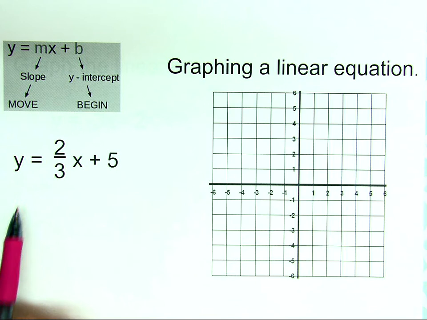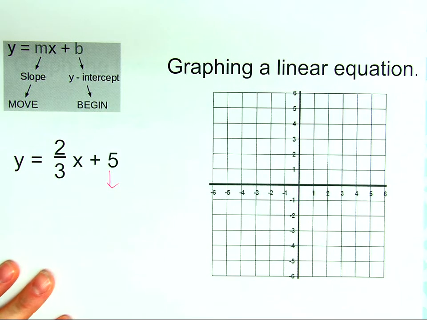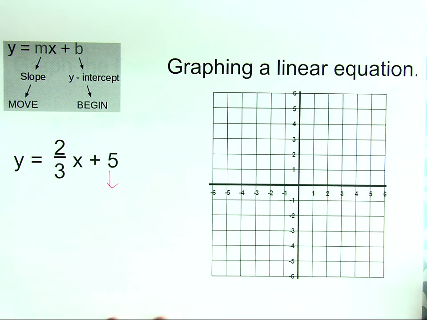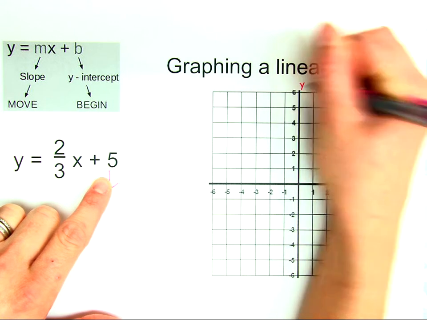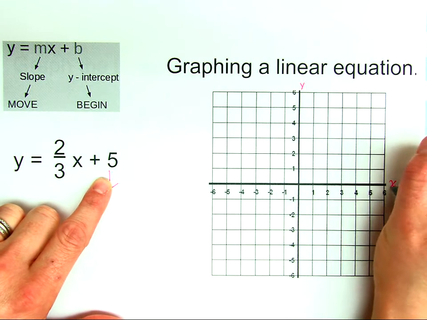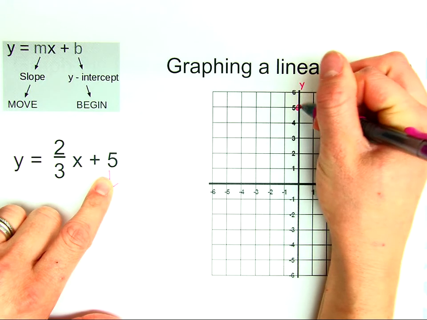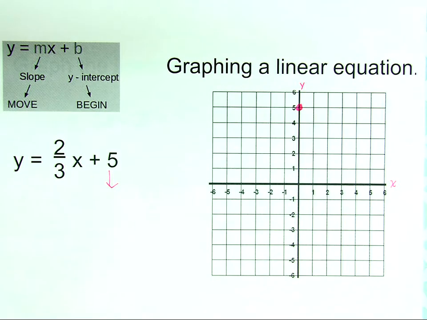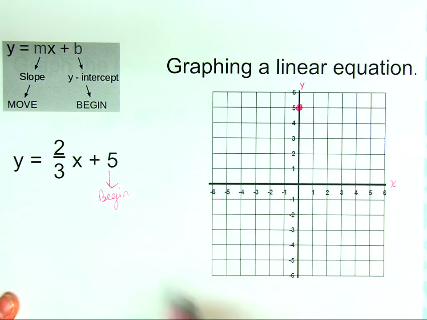If I give you this equation here, write that in your notes, y equals 2/3 x plus 5. This is where we begin. That is our y-intercept. That gives us our first point. So we find the 5 on the y-axis. This is our y-axis, this is our x-axis. If I go to the y-axis and I find 5, I can put my first point there. That's the first thing we do. That's where we begin. B for begin.